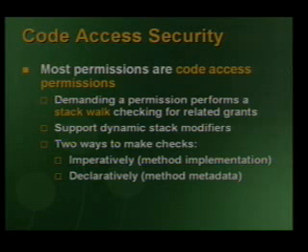We also make it very easy to make these checks, and we do that in two different ways. First, you can make imperative security checks. That is, in the method implementation itself, you can create an object and run demands. The second option, which is also useful, is to make security checks declaratively using the custom attributes power of the metadata. And I'll show you how to do that in a minute. But let's first talk about what a stack walk is.